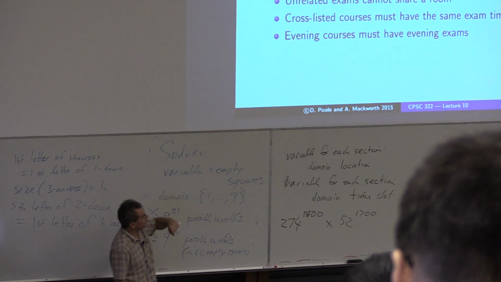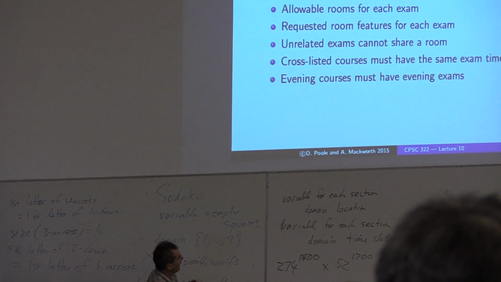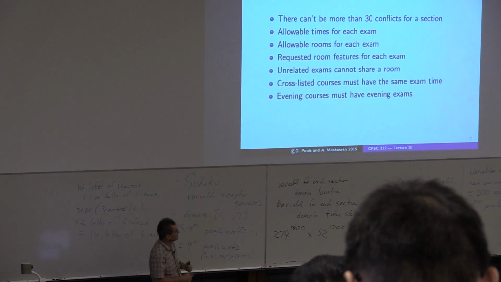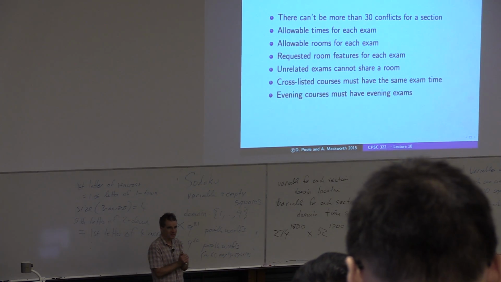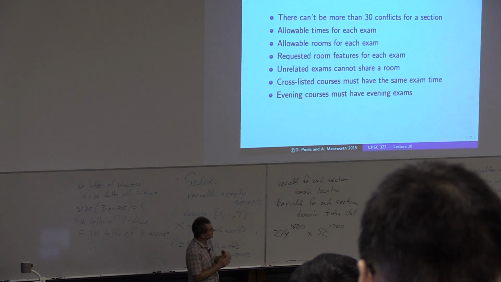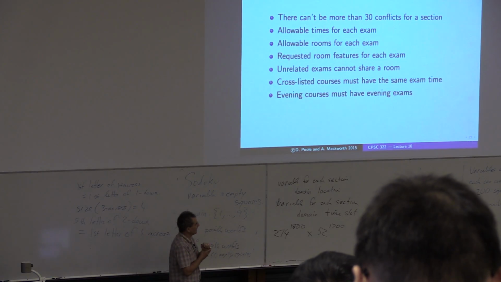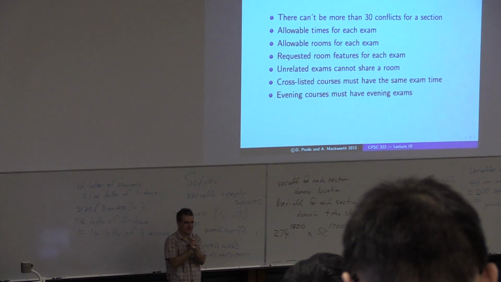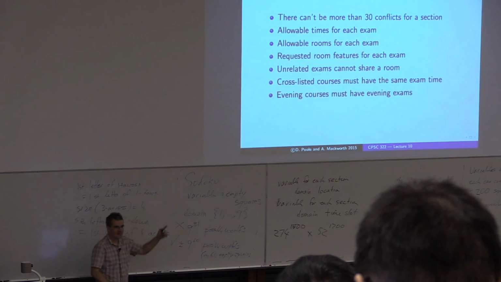For each exam, there are allowable rooms, because there are only certain rooms that some courses can fit in. If you need some particular feature in a room, there are allowable features. Unrelated exams can't share a room because you need to make announcements for one particular course and it's going to disturb the other one. Cross-listed courses must have the same exam time. So if you have 2 courses that are the same course, but one's an ECE course and one's a CS course, sometimes there's the same number for the same course. That has to have the same time slot. And evening courses must have evening exams.